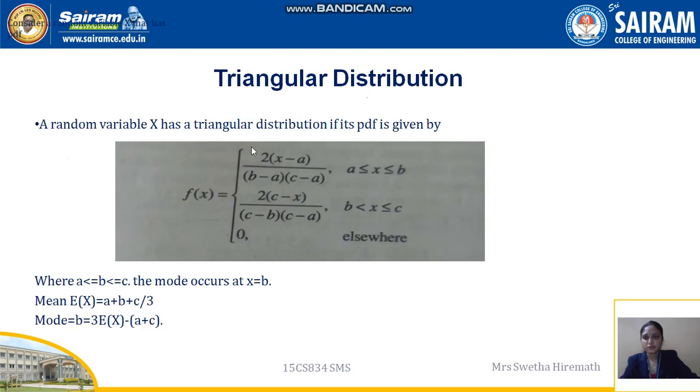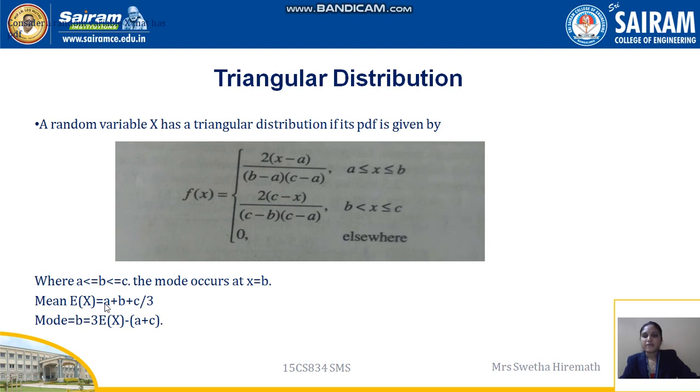Next is the triangular distribution. A random variable x has a triangular distribution if its PDF is given by f of x equals 2 of x minus a divided by b minus a into c minus a, if x lies between a and b. If x lies between b and c, then we consider 2 of c minus x divided by c minus b into c minus a, or else we consider f of x as 0, where a is less than or equal to b, less than or equal to c. The mode occurs at x equals b.